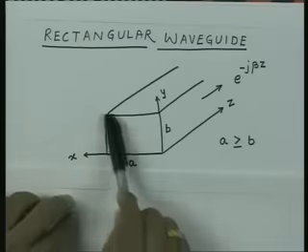We are investigating propagation of an electromagnetic wave inside a hollow pipe with rectangular cross section. We call that structure a rectangular waveguide. Last time we defined certain conventions on the rectangular waveguide. This is the rectangular waveguide.